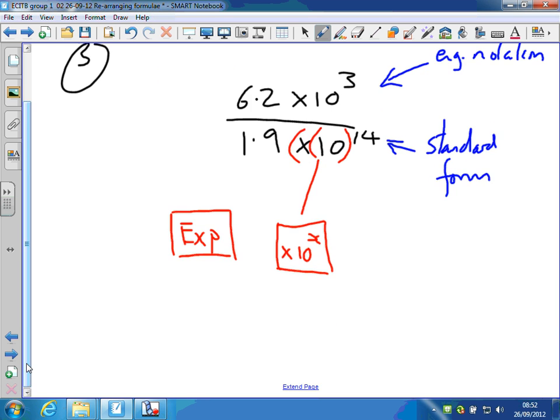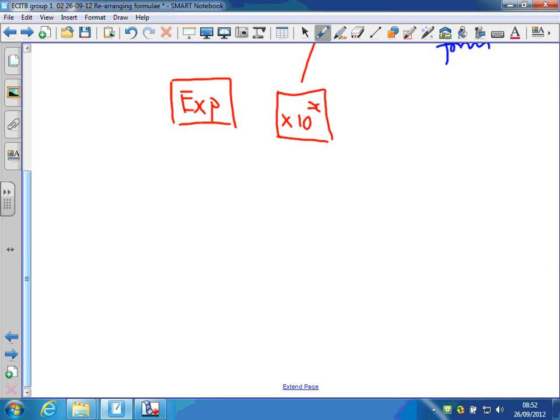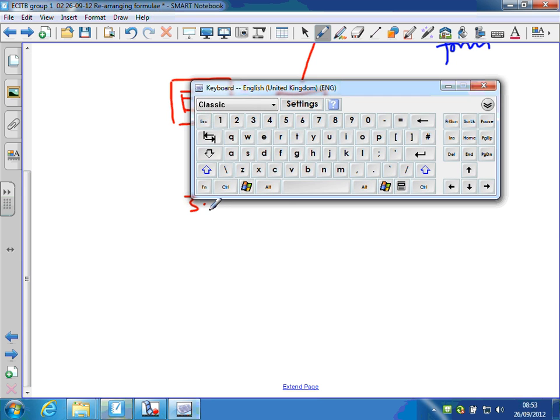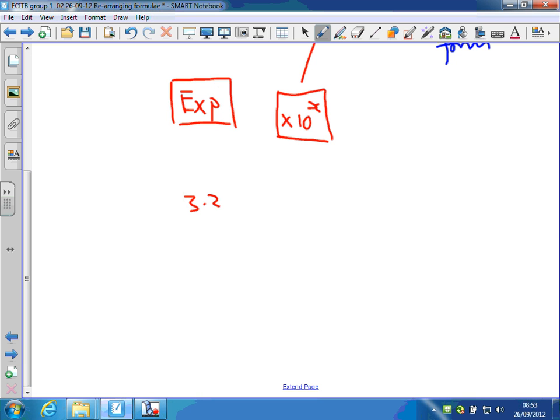What answer? Anybody in the middle row, what answer did you get? 3.3 times 10 to the minus 11. Rounded? Did you round that? Yep, so what do you put at the end to say that you've rounded it?